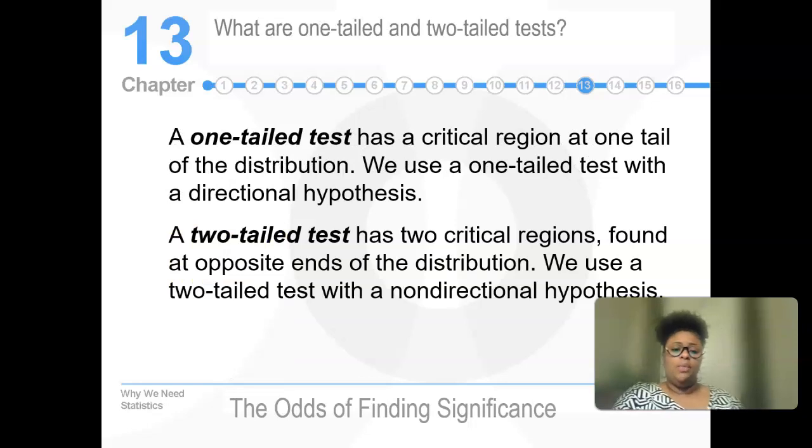So, the differences between a one-tailed test and a two-tailed test. A one-tailed test has a critical region at one tail of the distribution, as we saw in the previous illustration. And we use a one-tailed test with a directional hypothesis. In a two-tailed test, you guess, right? It has two critical regions on both ends of the distribution. And we use a two-tailed test for a non-directional hypothesis.